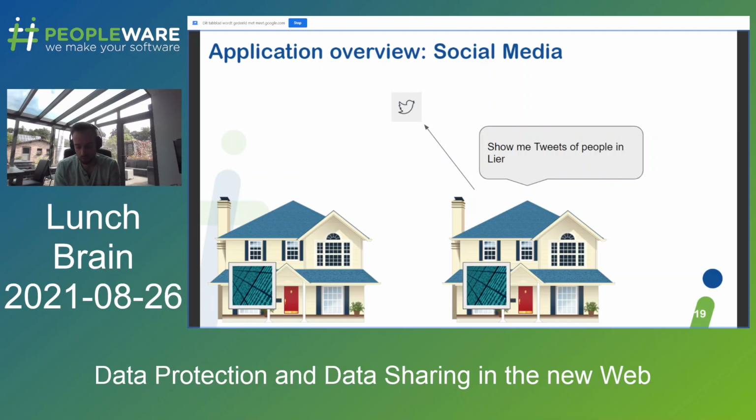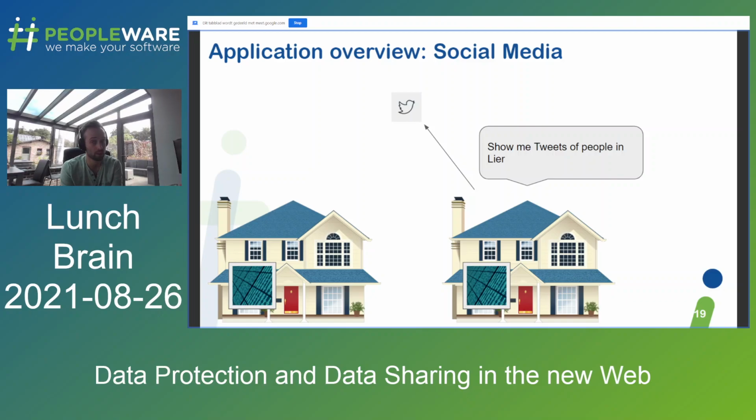If we go back to the concept of the pods, I brought an application overview of how social media would look like. Basically, if Twitter would be compliant with the concept, it would mean that somebody will ask Twitter, show me the tweets of people in Lier. You might notice right here in their homes, they have this box with lots of information. So at home, all these people have a data pod where the data is stored.